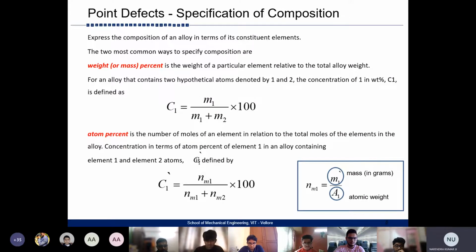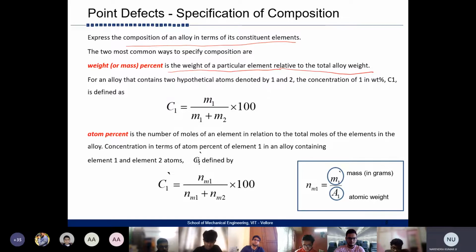Okay, this is expressing the composition of an alloy in terms of the elements which are present in the system. This is only a two-element system where we have element 1 with mass m1 and element 2 with mass m2. If you want to calculate the weight percentage or mass percentage of the alloying system, it's nothing but the weight of a particular element relative to the total alloy weight.